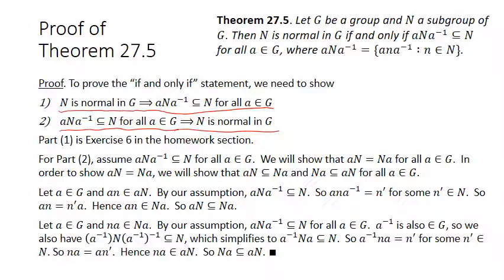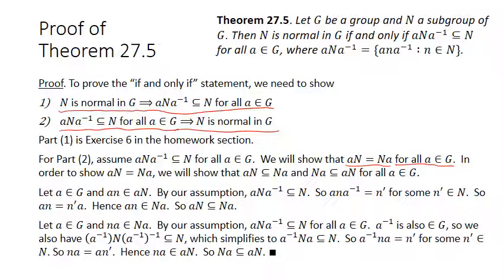And then part two, which is actually the harder part. So for that part, we're proving an if-then statement. So we're going to assume the if part. So assume that AN A inverse is a subset of N for all A in G. And then what we need to show is that that means that N is normal. So in other words, we need to show that AN equals NA for all A in G.